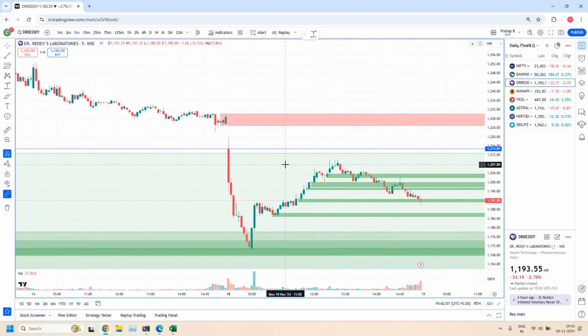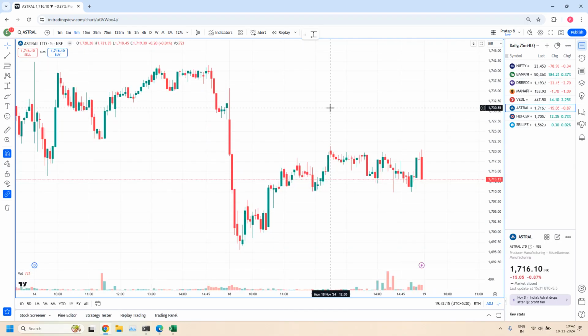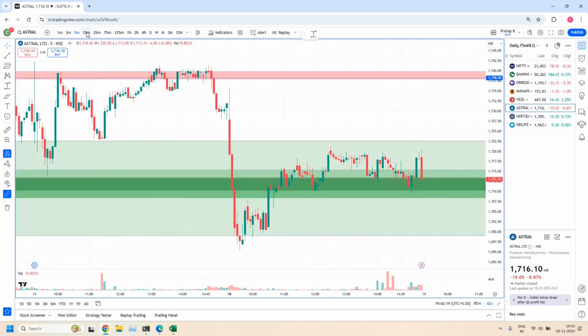Okay, this is about Dr. Reddy. Next one, Astral. We discussed it in our lesson 26. Unfortunately, today we missed the trade. Already it gave one trade. The second trade we were expecting today, but that didn't happen. Maybe the supply is very, very strong. That is what I explained to you in lesson 26.